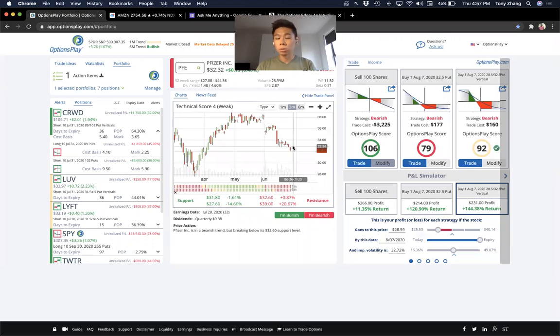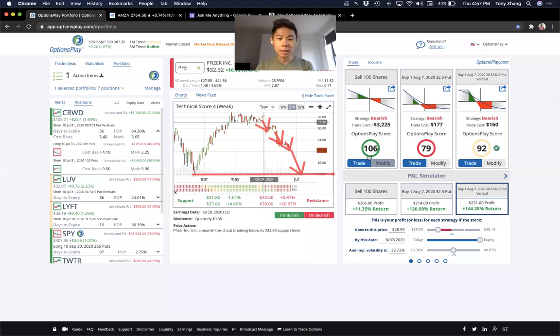If you are trying to press a short here on any type of name, these are the types of names that I would seek: something that continues to be weak, week after week, and is likely going to target this low here around 28. Again, my preference is not to short this market, but if you are going to short, this would be the type of name that I would be looking at.